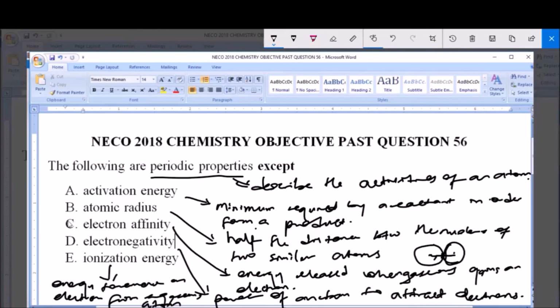Now you can see that options B, C, D, and E are all periodic properties because they describe the atom. But looking at option A, it is not a periodic property because it is describing a reaction that involves reactants in order to produce products. So the answer to this question is option A, activation energy. It is not a periodic property.